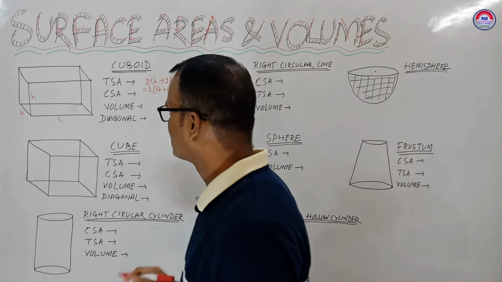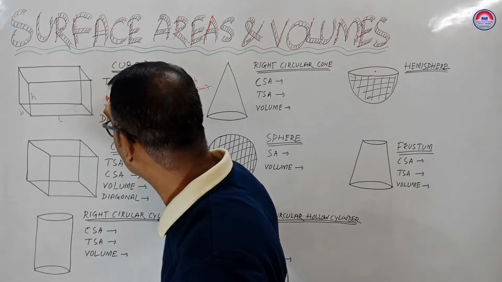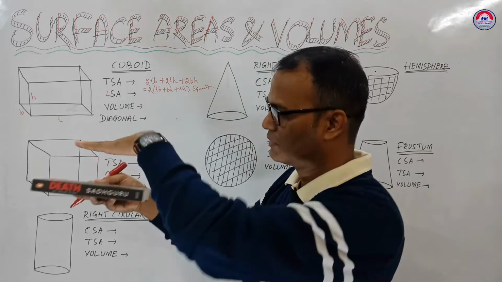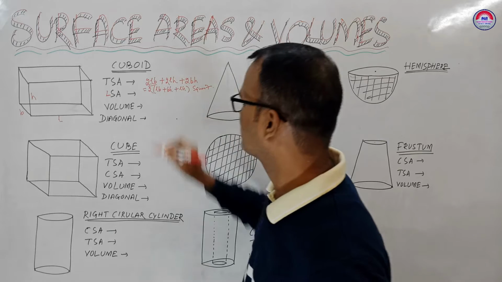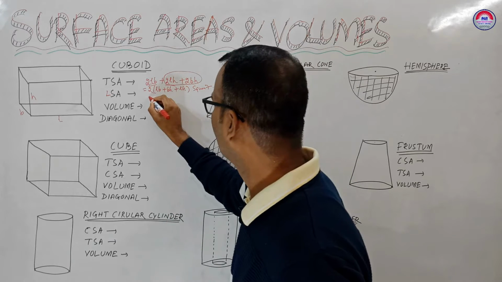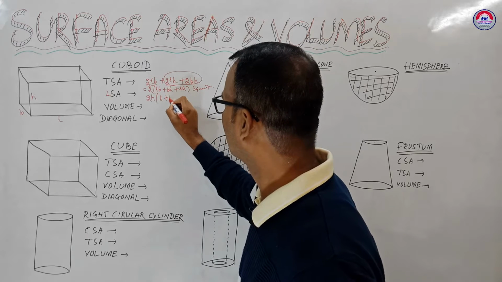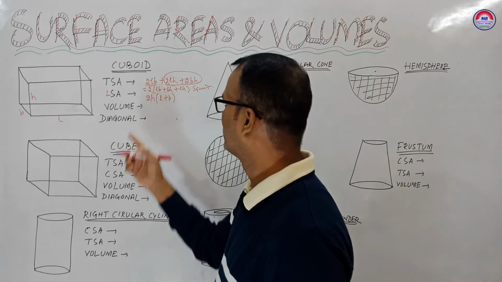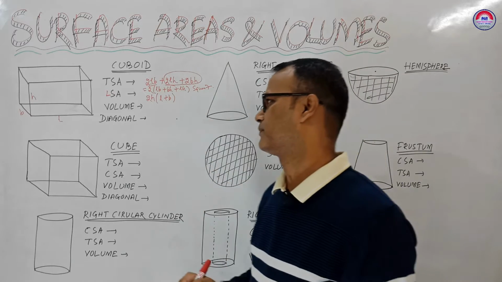Similarly, curved surface area, you can write lateral surface area. Just forget the top and bottom, the 2LB. Then this will be the formula. If you take H common, it will be L plus B. So the lateral surface area of a cuboid is 2 into height into (length plus breadth).